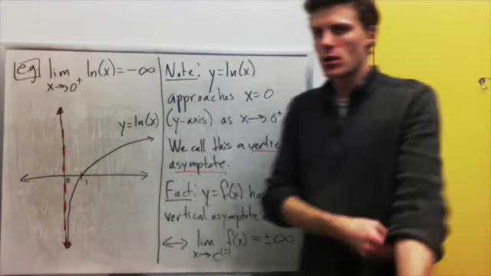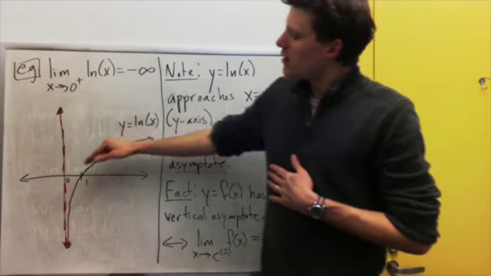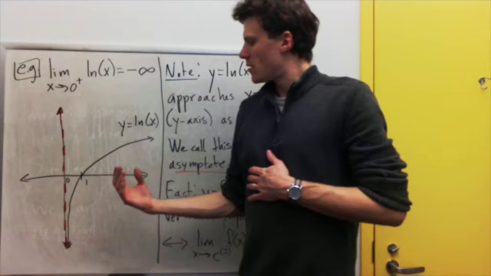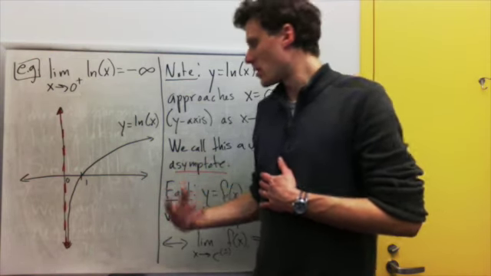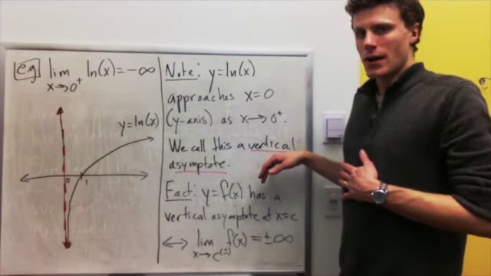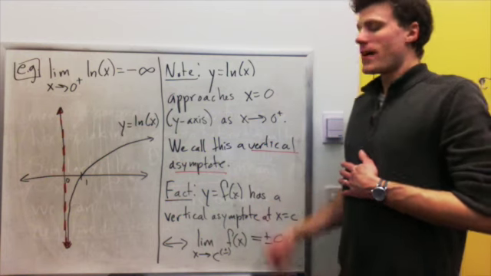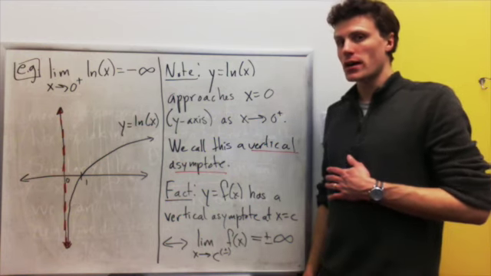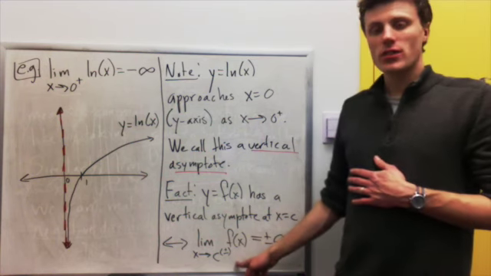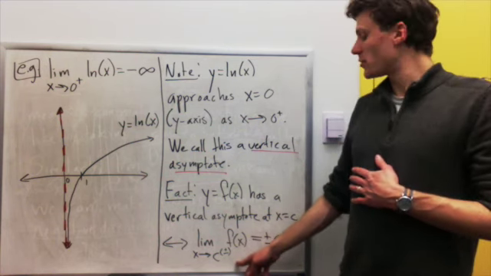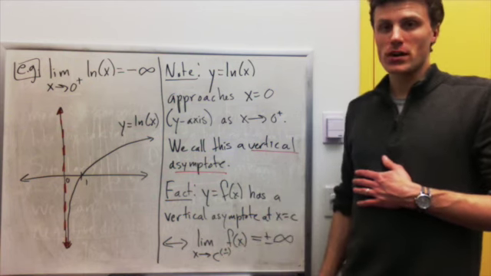Now note that this graph, y equal to the natural log of x, approaches the line x equal to 0, which is the y-axis. And when I say that, I mean that as we go further and further down, the curve and the line are virtually indistinguishable. You can't tell one from the other. We call this a vertical asymptote. This graph is asymptotic to that line. And the fact we have is that the graph of y equal to f of x has a vertical asymptote at x equal to c precisely when the limit as x approaches c, possibly from the right or left, of f of x is equal to plus or minus infinity.